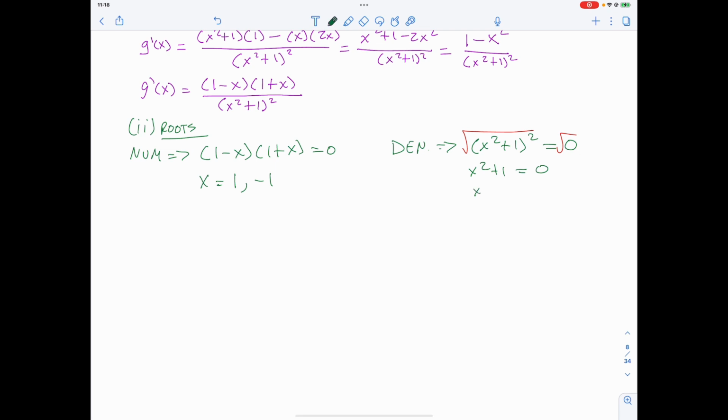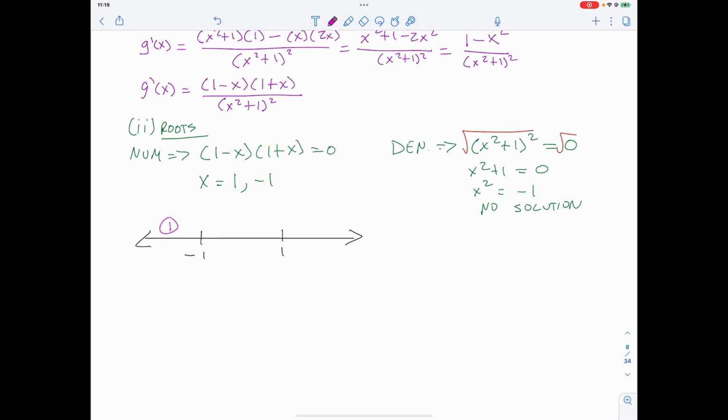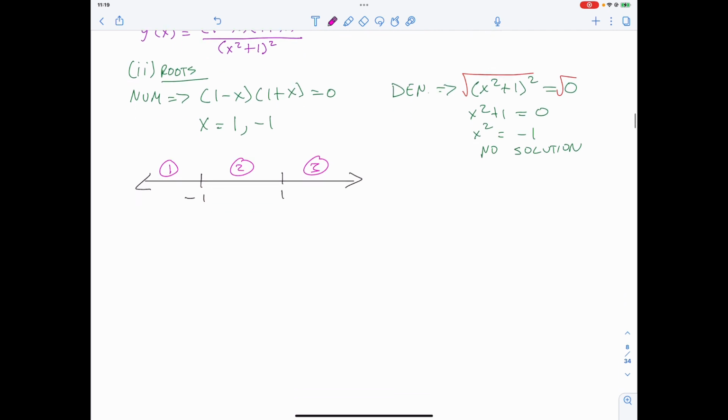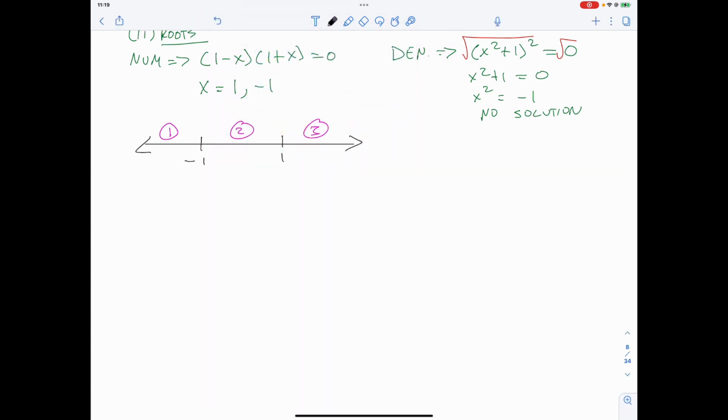We can move that positive 1 over. And when I try to square root here, there is no solution. So all I'm looking for is for negative 1 and positive 1 with my interval when it's less than negative 1, when it's between negative 1 and positive 1, and when it's greater than positive 1. And then we move on to doing our chart.